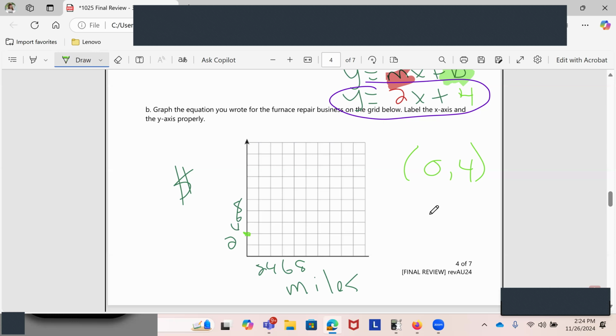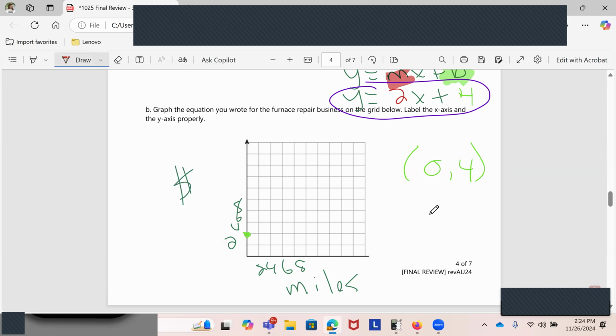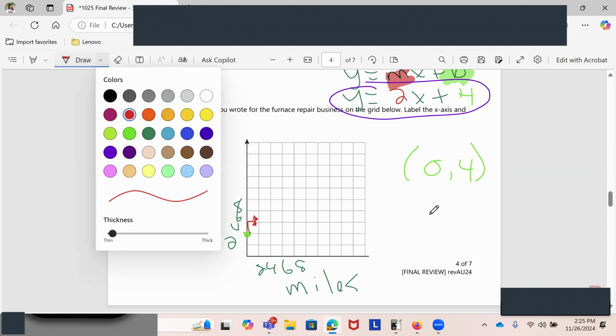I don't do dots very well either. And then they did teach us that we can use the slope to count up and over. So I'd go up 2 over 1, which would be a half on here. If you don't like that for the second point, we can find another point completely different.